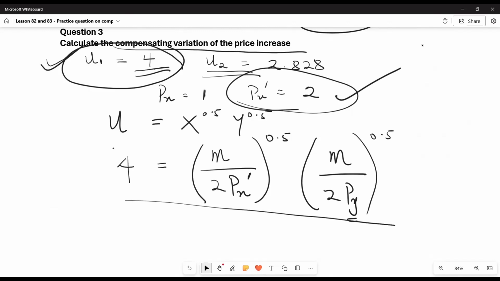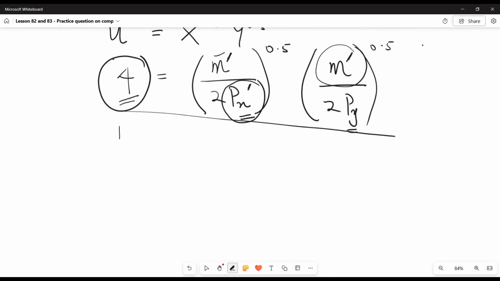What this is telling us is what level of income we will need to keep Peter on his initial level of utility 4, even though the price of good x has changed to px prime. To differentiate between our new and old level of income, we are simply going to indicate this as m prime, so that we know that m prime is the money that is needed to keep Peter on his initial level of utility despite the change in the price of good x. We know that px prime is equal to 2 and py remains at 1.